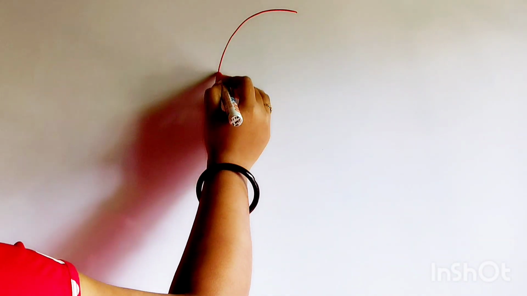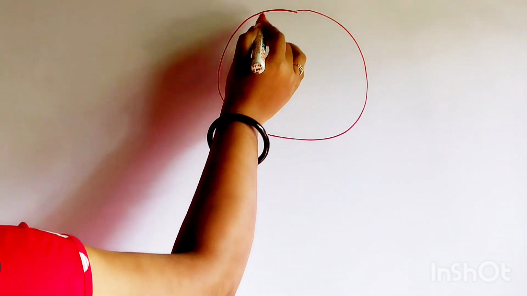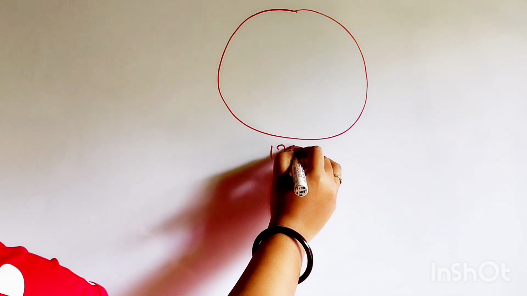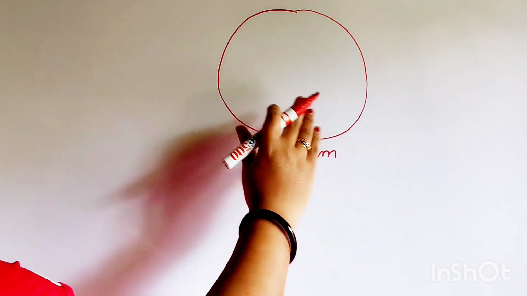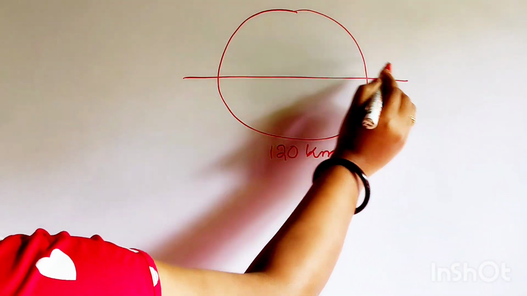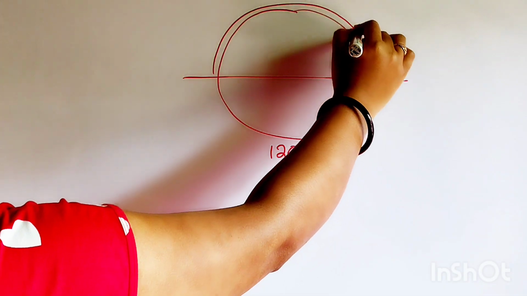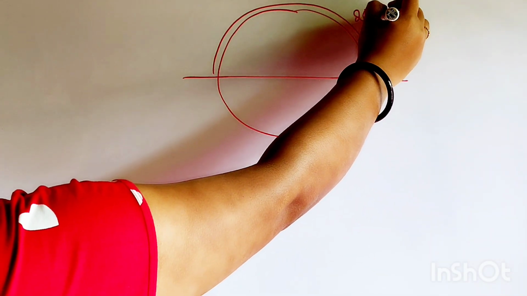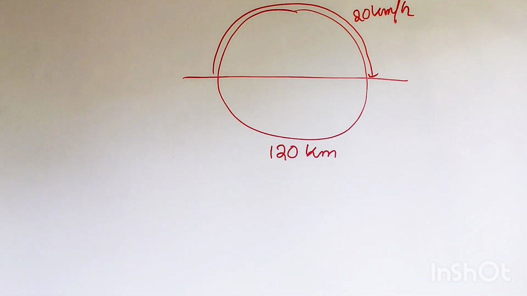I'm drawing here, then it will be clear to you. Suppose this is the circular path, and the total circumference, meaning the total length of the path, is 120 kilometers, as given in the question. Now the car covers the half path. Half path means a semicircle, so it will be 120 by 2, which is 60 kilometers.